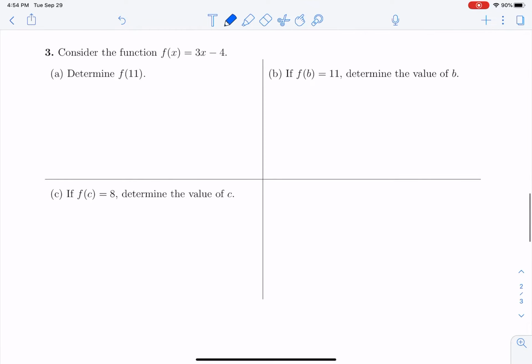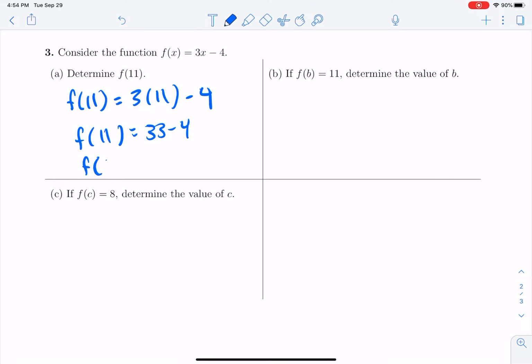Okay, question 3. Consider the function f of x equals 3x minus 4. Determine f of 11. Okay, so my input here is 11. I'm going to replace x with 11 every place I see it in the equation. And I'll have f of 11 equals 33 minus 4, or f of 11 equals 29.